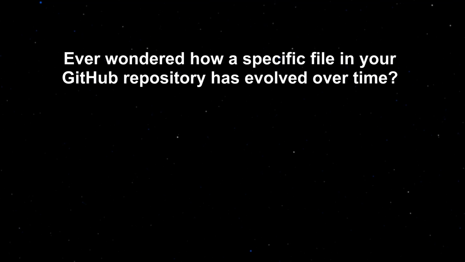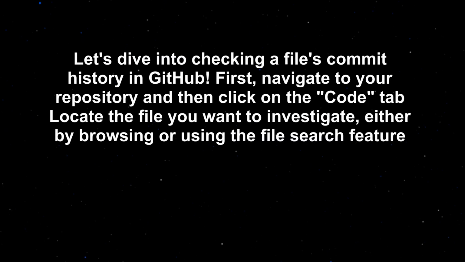Ever wondered how a specific file in your GitHub repository has evolved over time? Let's dive into checking a file's commit history in GitHub. First, navigate to your repository and then click on the Code tab.